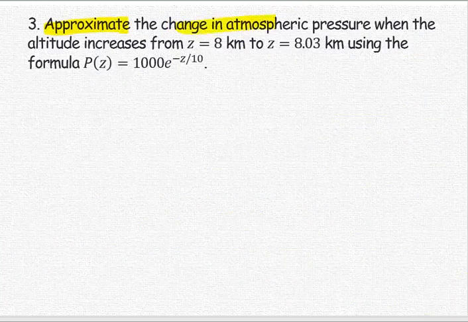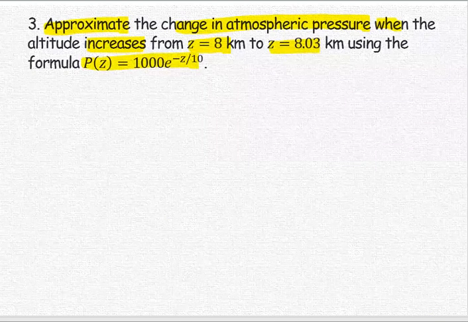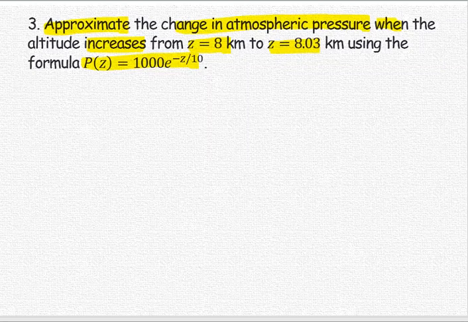Approximate change in atmospheric pressure when the altitude increases, positive, because you see the z from 8 to 8.03. Using the formula, the pressure at z is 1,000 times e to the negative z over 10. The change in atmospheric pressure, with the notation P, so this is a delta P, approximate, when z equals 8 and changing from 8 to 8.03.